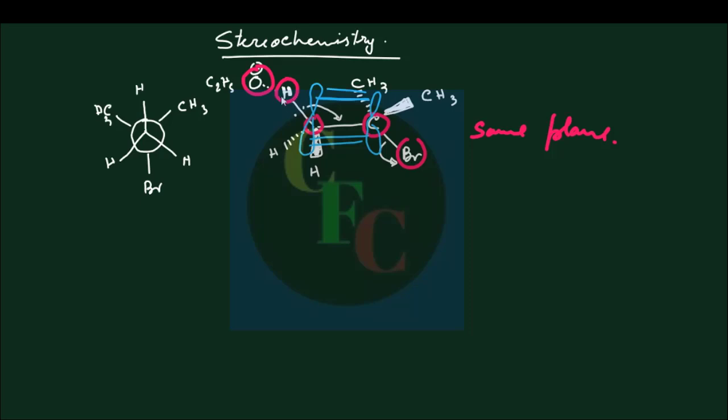That's why they should be on the same plane. Otherwise, if they are on different planes, then this kind of side-wise overlap is difficult to take place. For the formation of the pi bond, it is necessary that these atoms are on the same plane.